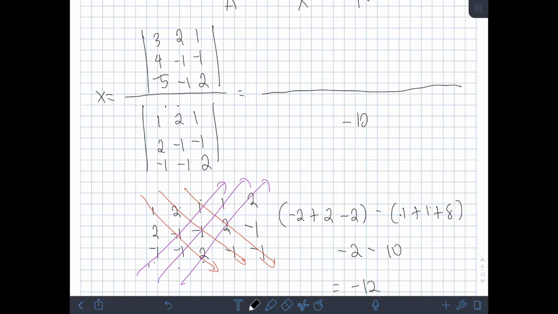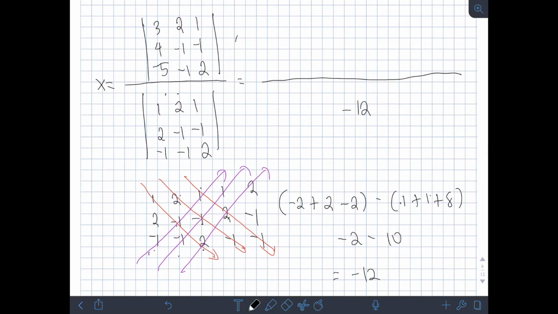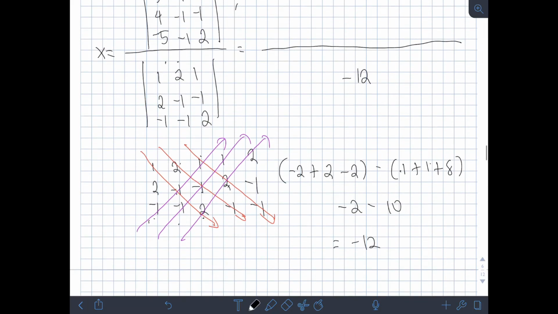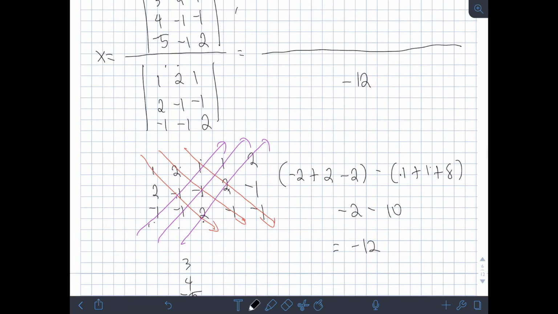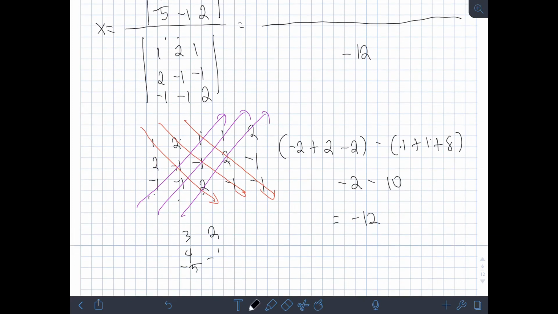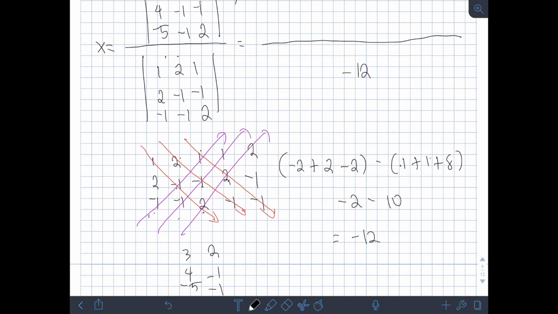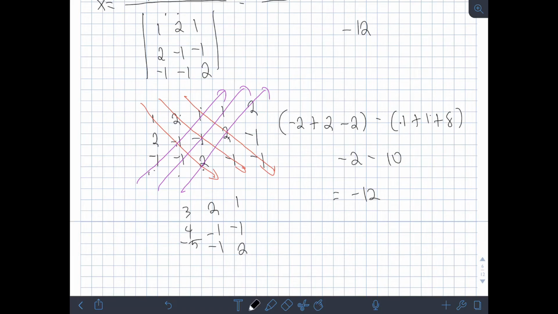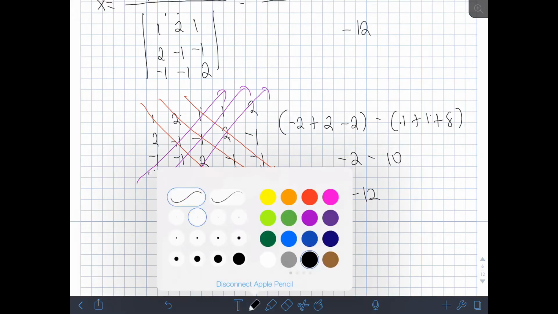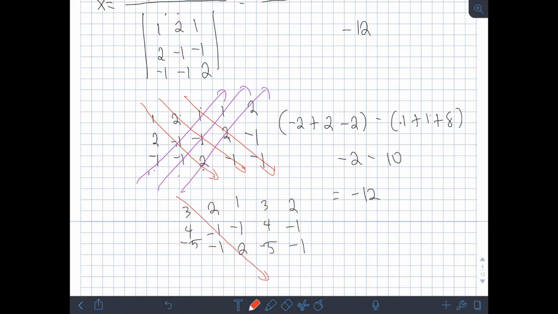So negative 12 to. And then itong numerator, we have, copy lang natin yung entry, 3, 4, negative 5, 2, negative 1, negative 1, 1, negative 1, 2. Then, copy uli natin yung first two columns, 3, 4, negative 5, 2, negative 1, negative 1. Okay. Diagonals.